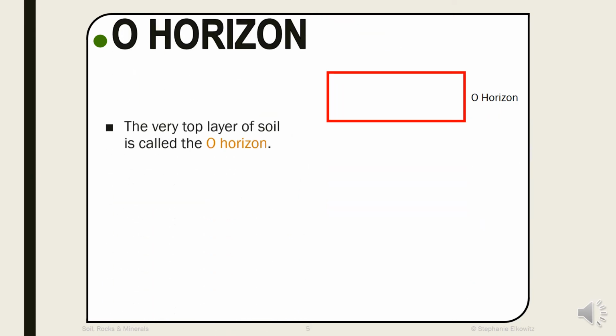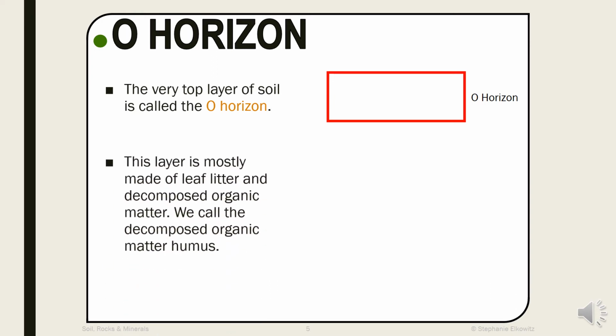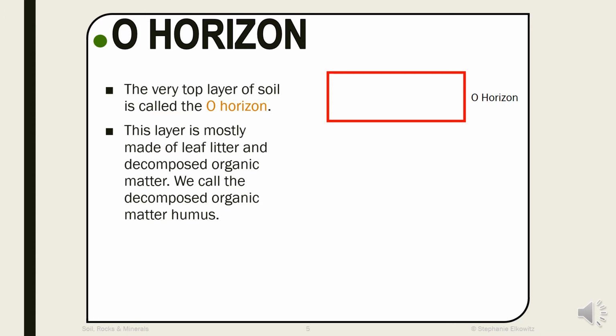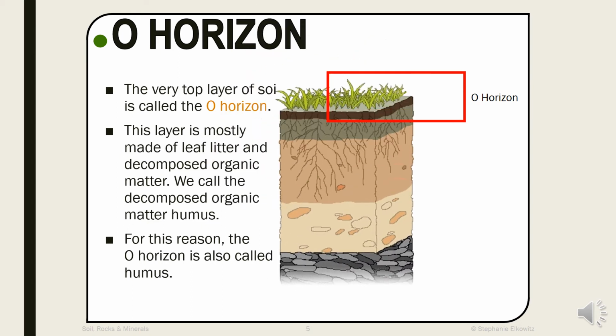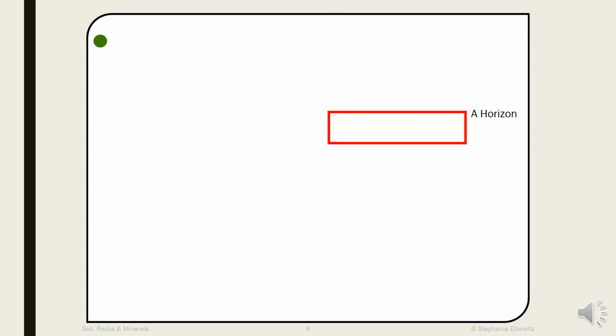Now the first layer is the O horizon. The very top layer of the soil is called the O horizon. This layer is mostly made up of leaf litter and decomposed organic matter, and we call the decomposed organic matter humus. For the presence of the decomposed organic matter and the humus, we call the O layer a humus layer. Here you can see the diagram representing the O horizon. The topmost layer of the soil is called the O horizon.